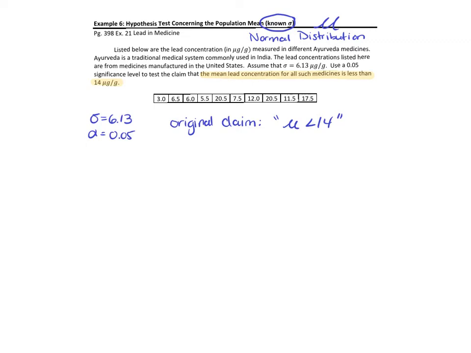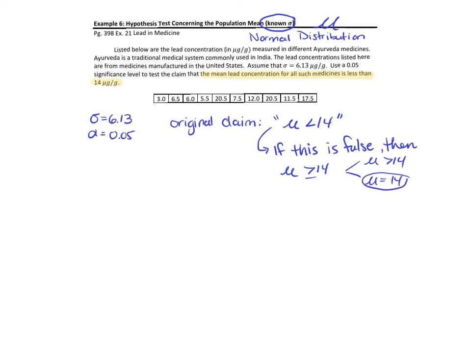Looking at the original claim, we notice that it does not contain equality, so we know that's not going to be the null hypothesis. So we ask ourselves, if this statement is false, meaning if mu is not less than 14, then what else can mu be? Then mu could be greater than 14, or it could be equal to 14. I'm going to break that down into two mutually exclusive statements. Then we take the one that contains equality, and that becomes our null hypothesis.